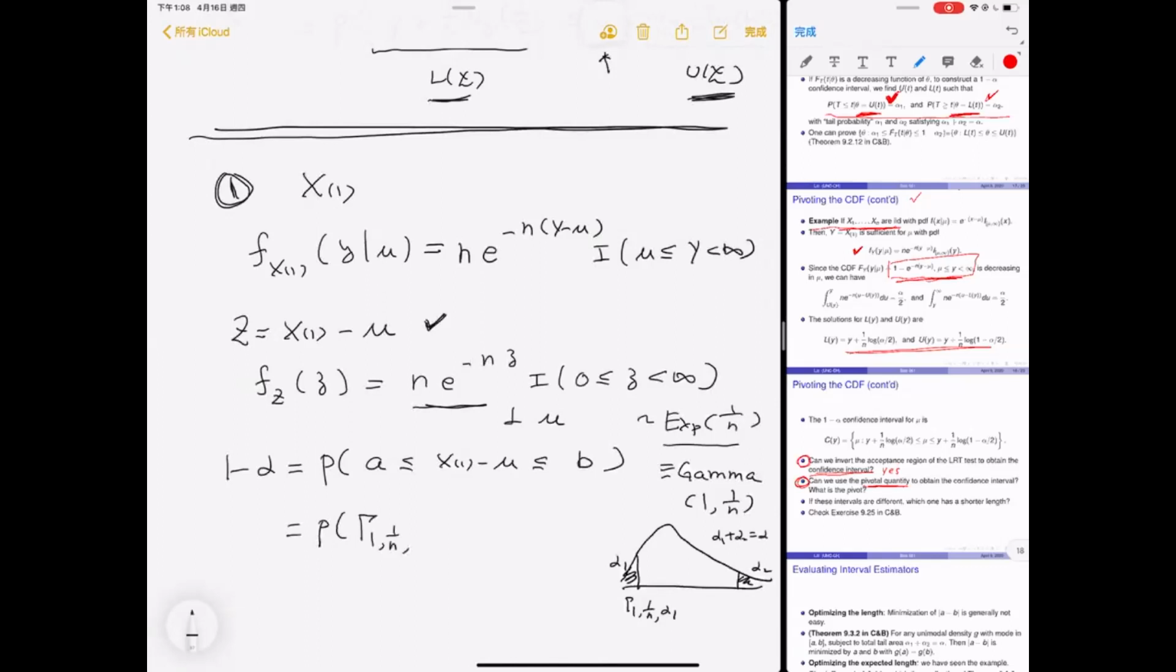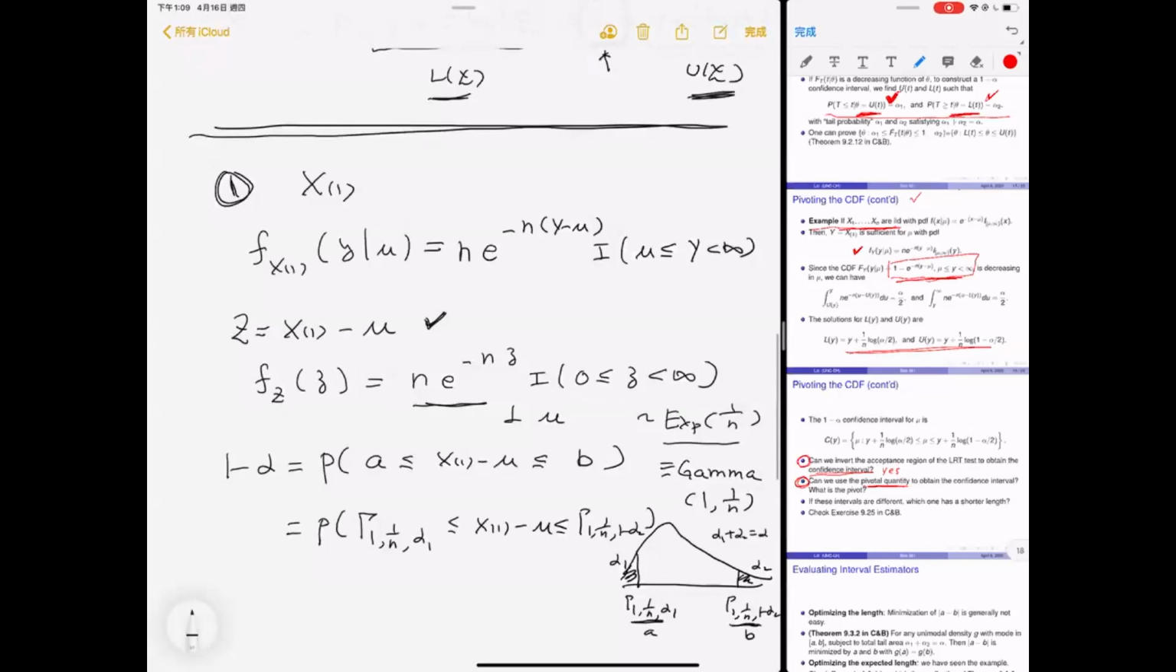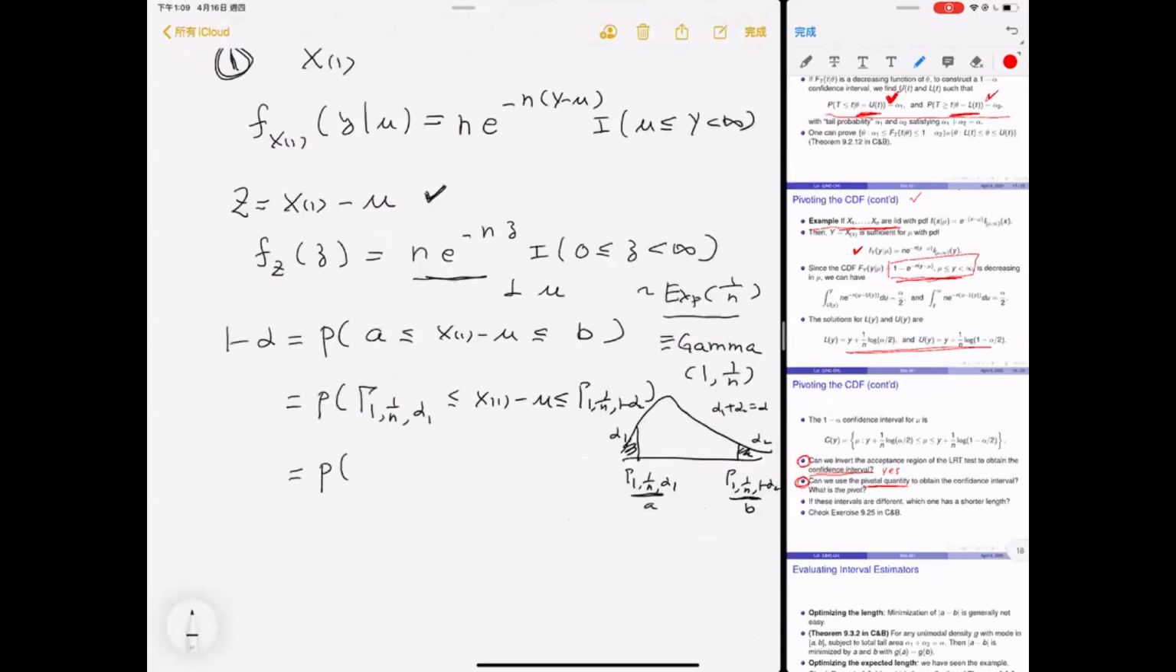Then this quantile right here is what? Gamma one over n, then one minus alpha two is. I can actually find my A, B using quantile notation. Alpha one smaller than x one minus mu smaller than quantile notation, one over n, then one minus alpha two is. Right? I can do so. And then if I write so, it's also easy for me to put mu in the middle.